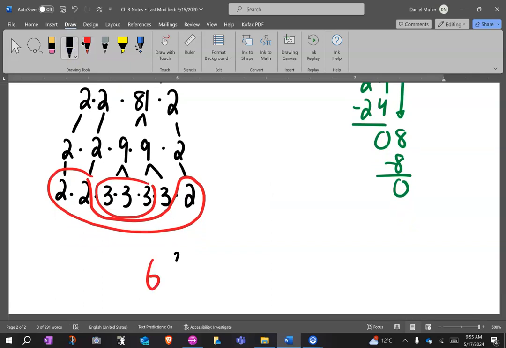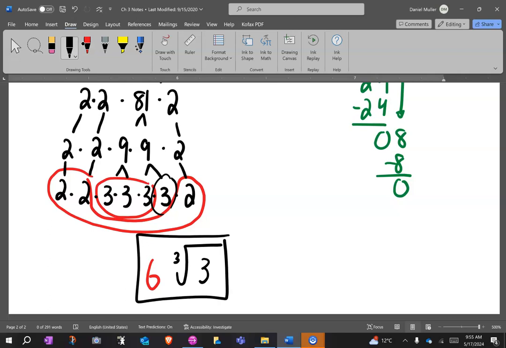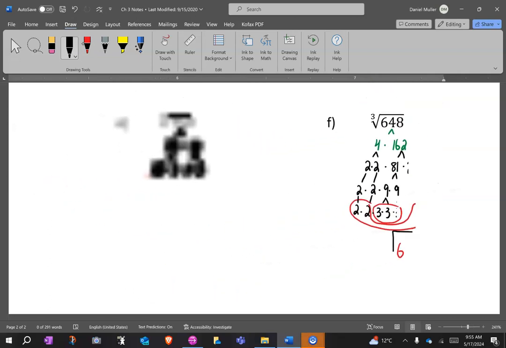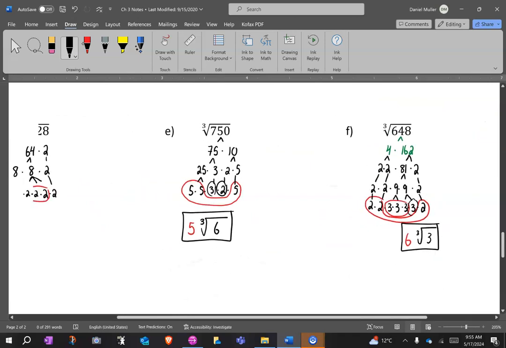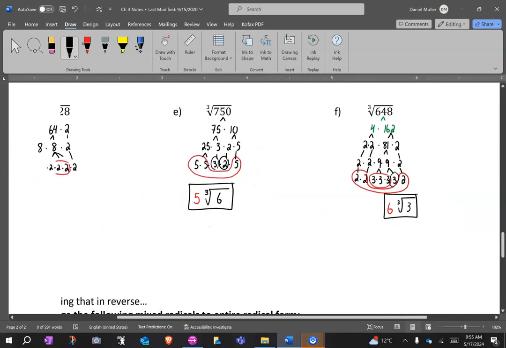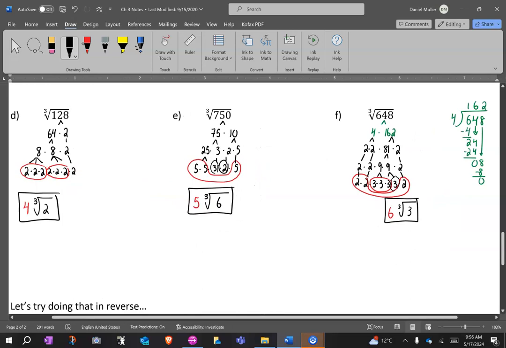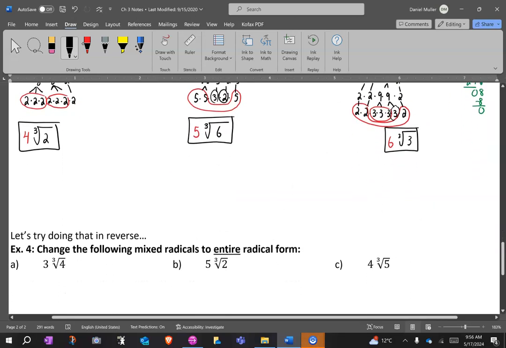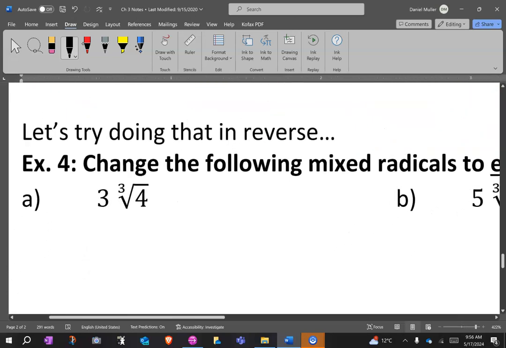3 times 2 is 6 cube root. And my leftover is just this little 3 here. So 6 cube root 3. So that number, 648, was not as easy to simplify. But there it is. And so now, lastly, we got to do this all in reverse again, like the start of the video. So let's try doing that in reverse.